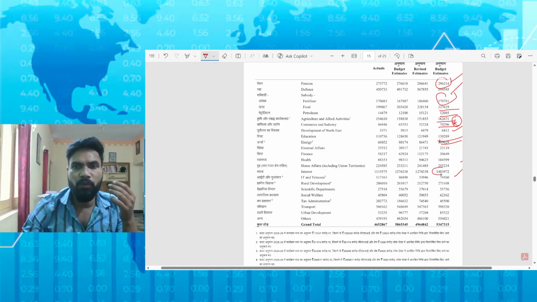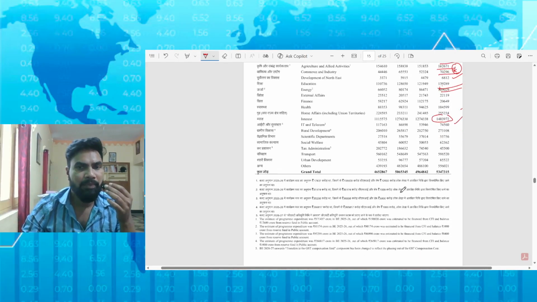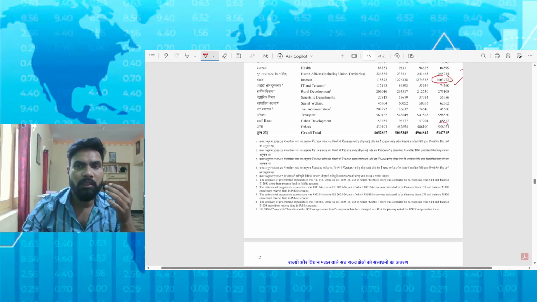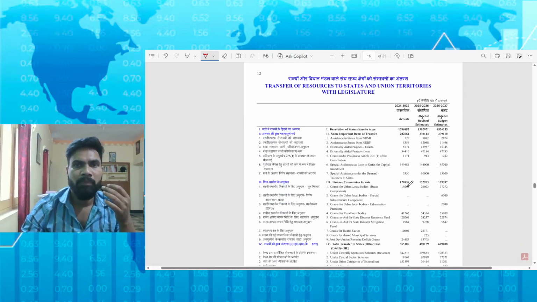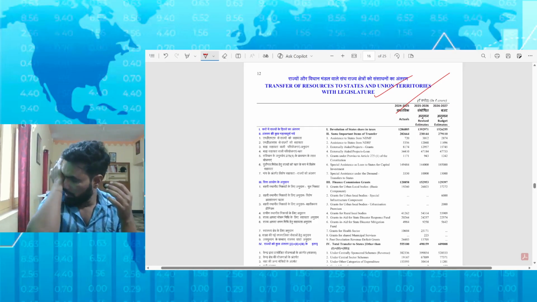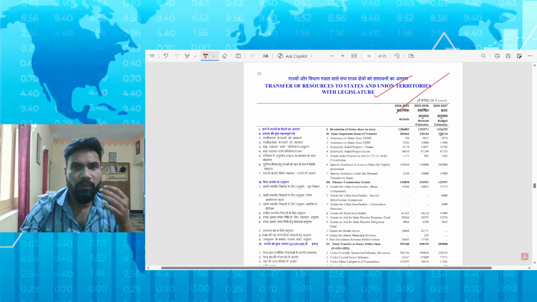Interest payment, you see, 14,03,000 crore rupees. 14 lakh crore rupees are going towards interest payments. Okay, if you go on looking, the total expenditure stands at 53 lakh crore rupees, 53 lakh 47. Then there is a transfer of resources to states and union territories with legislature. Devolution of states' share in taxes, if you see, 15 lakh 26,000 crore rupees are given to the states statutorily.